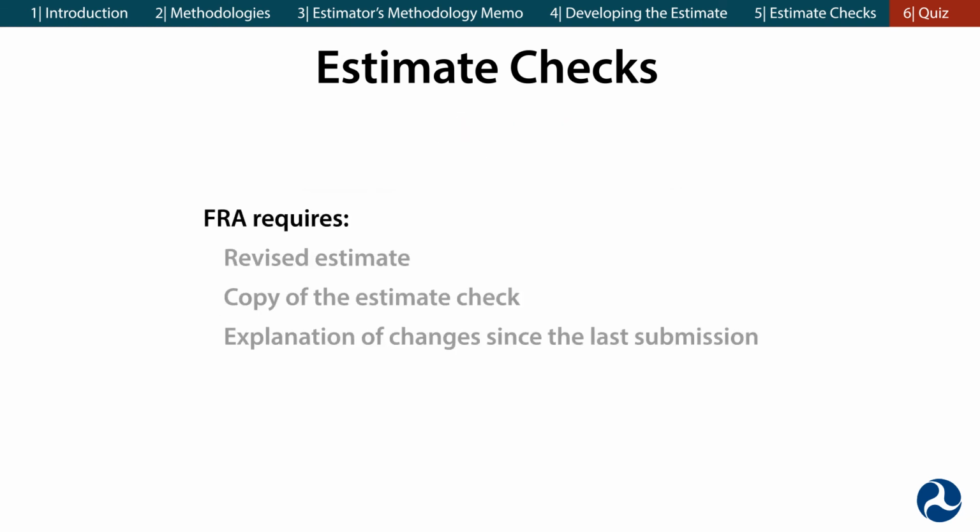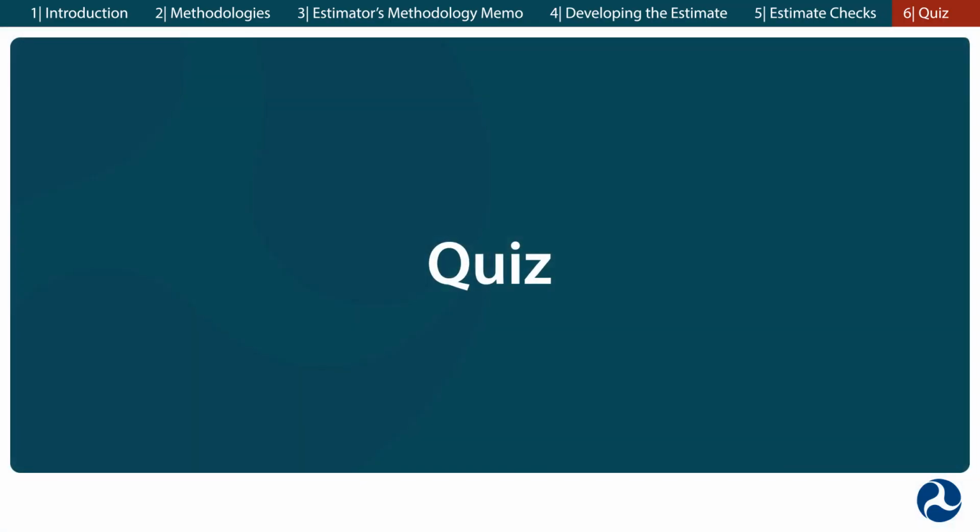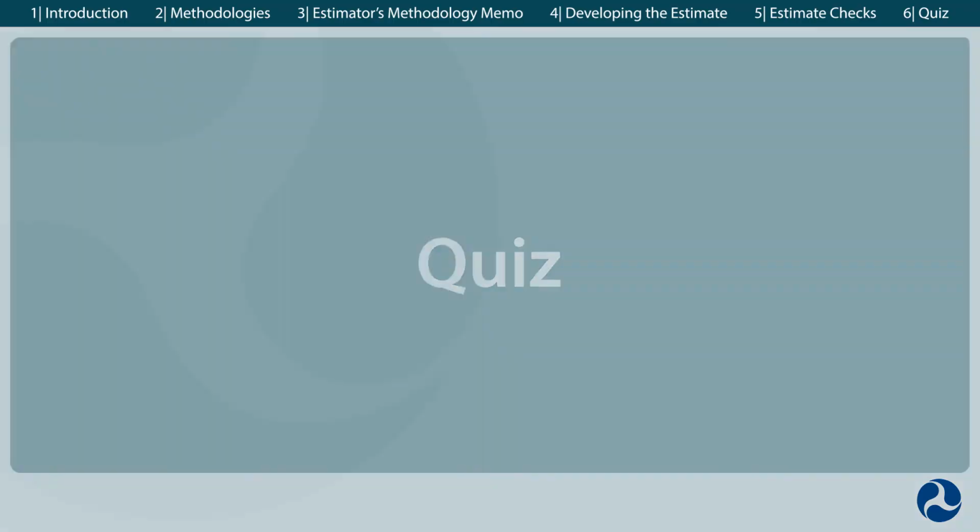As each estimate check is completed, FRA requires cost estimators to submit a revised estimate, a copy of the estimate check, and an explanation of changes since the last submission. That was a lot of information. Let's go through a quick quiz to review some of what you've learned.